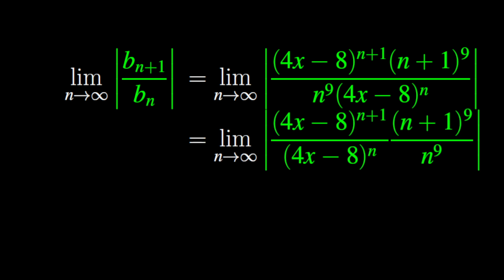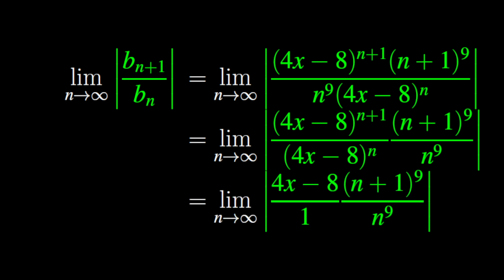The limit of the ratio can be reorganized as the limit as n goes to infinity of the absolute value of the fraction (4x minus 8) to the power n plus 1, over (4x minus 8) to the power n, times the fraction (n plus 1) to the power 9, over n to the power 9. This is the same as the limit as n goes to infinity of the absolute value of the fraction (4x minus 8) over 1, times the fraction (n plus 1) to the power 9, over n to the power 9.